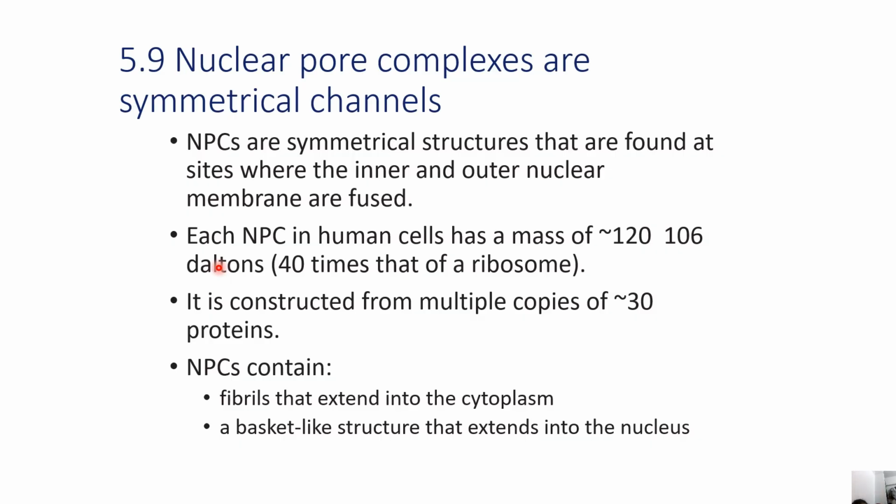Now, nuclear pore complexes are symmetrical structures that are bound at sites where the inner and the outer nuclear membranes are fused. Each NPC has a mass of about 120 million daltons, 40 times that of a ribosome. It is constructed from multiple copies of proteins. NPCs contain fibrils that extend into the cytoplasm and a basket-like structure that extends into the nucleus.